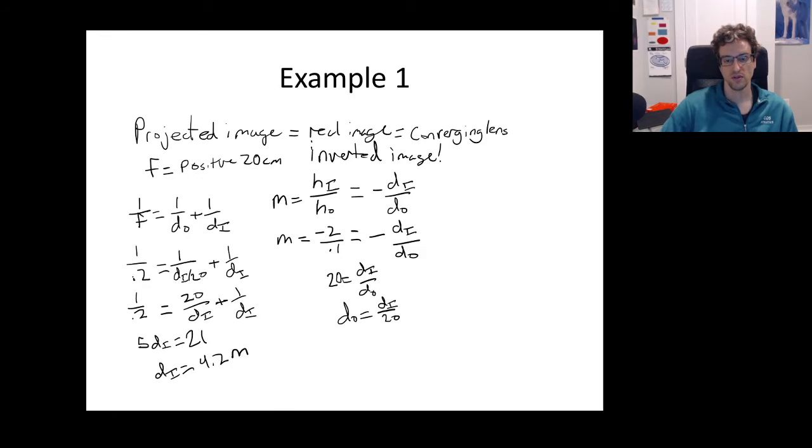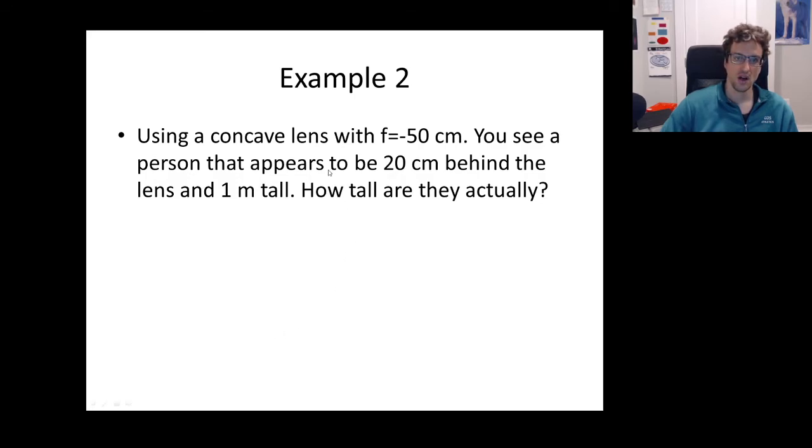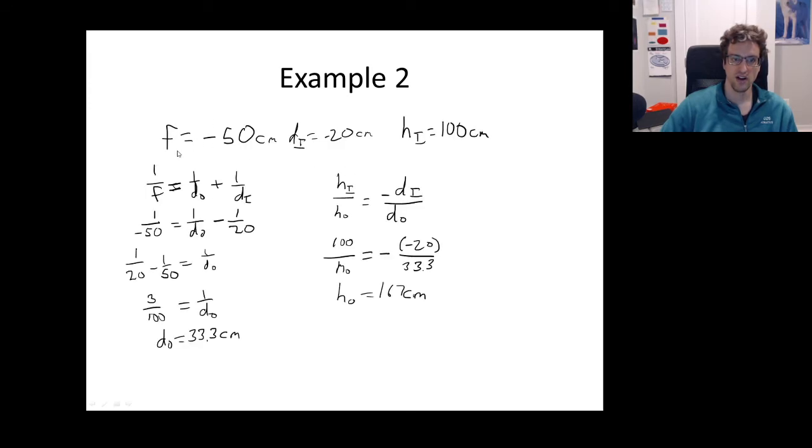Okay. 2 more. Using a concave lens with focal length of negative 50, you see a person that appears to be 20 centimeters behind the lens and 1 meter tall. How tall are they actually? So 20 centimeters behind the lens. If you're looking through a lens, that means the image is behind the lens. That means it's on the same side of the lens as the object. So this 20 centimeters is going to be negative. So we have f equals negative 50, di is negative 20, hi, the height of the image, is 100 centimeters.